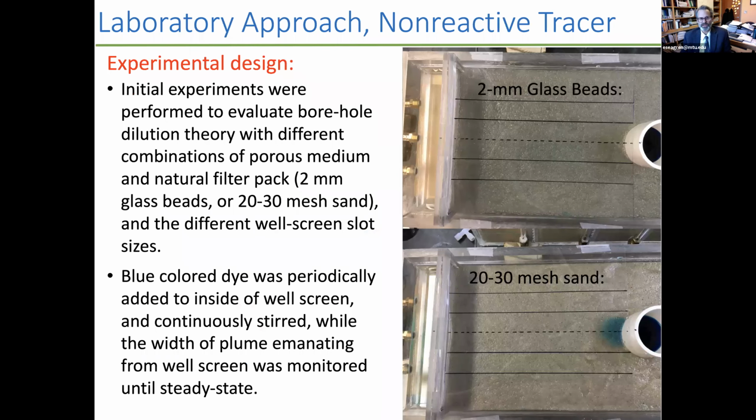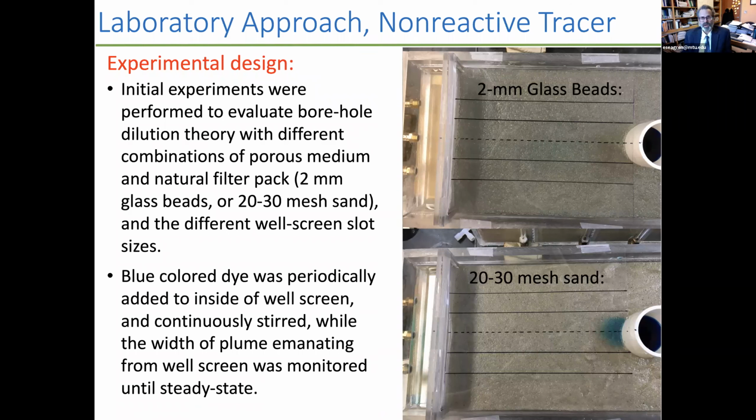And we used 2 different porous media for these natural filter pack experiments. Most of them were done with 2mm glass beads, shown here in the upper figure, with the media installed. And then Ottawa 20-30 mesh sand was our other one. And you'll see here in a lot of experiments, we've placed a transparency over where the plume is going to form, where the inside 2 solid lines represent the internal diameter of the well, so that would be the 2-inch mark, with the dashed center line. And then the next 2 outer lines would represent alpha equals 2, so a 4-inch plume.